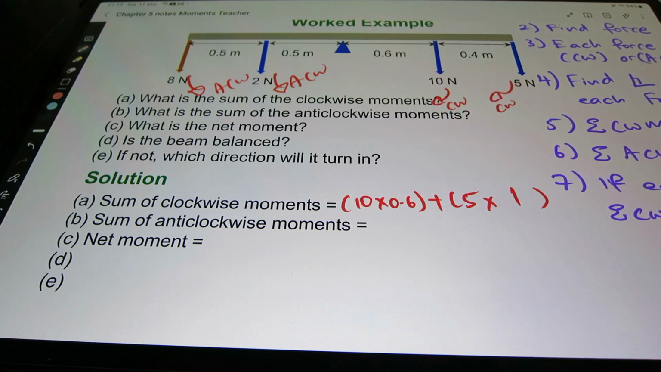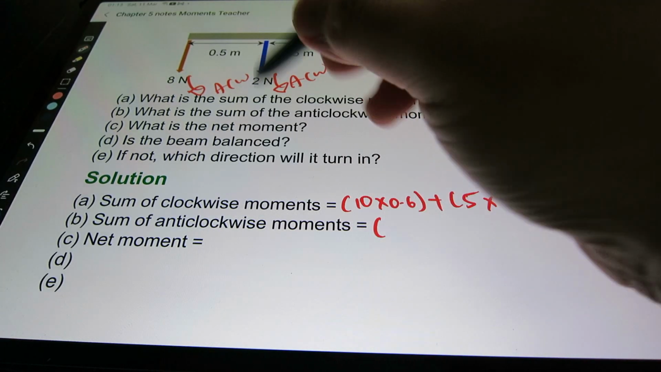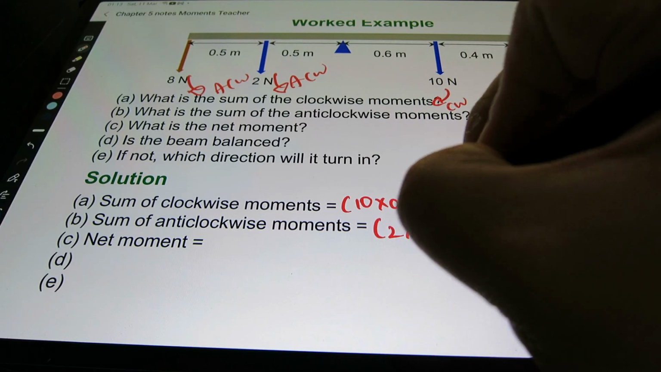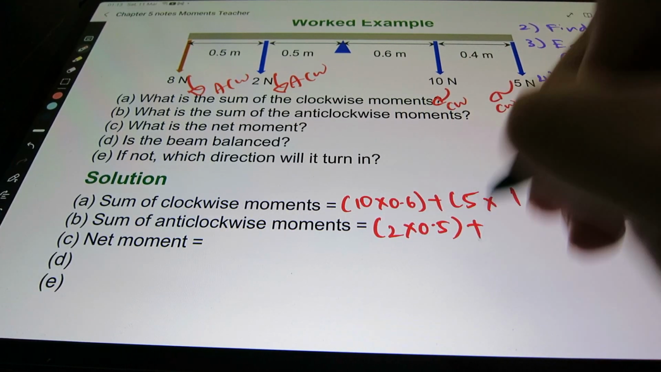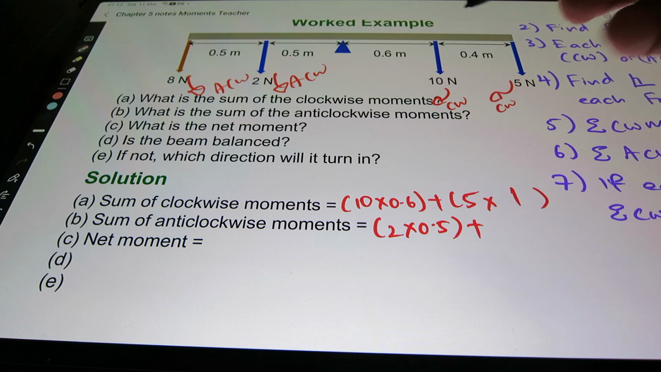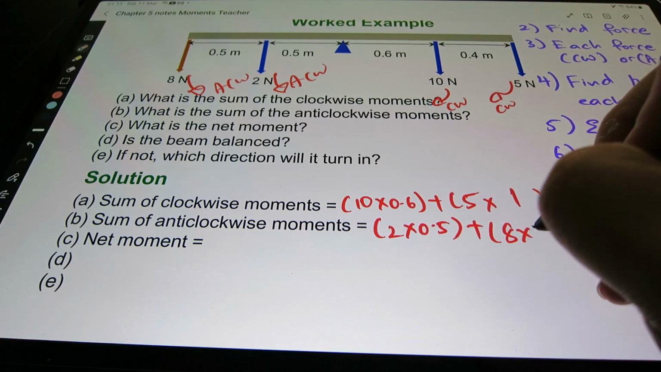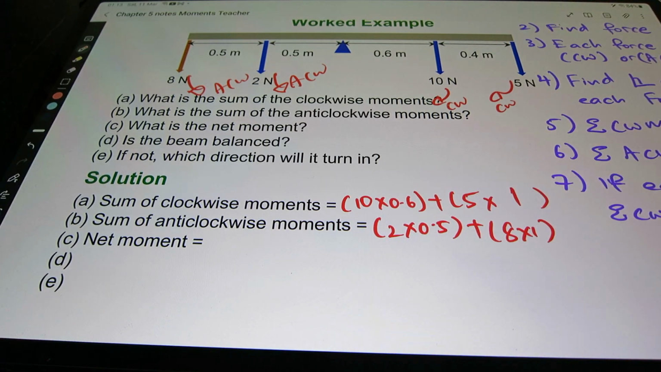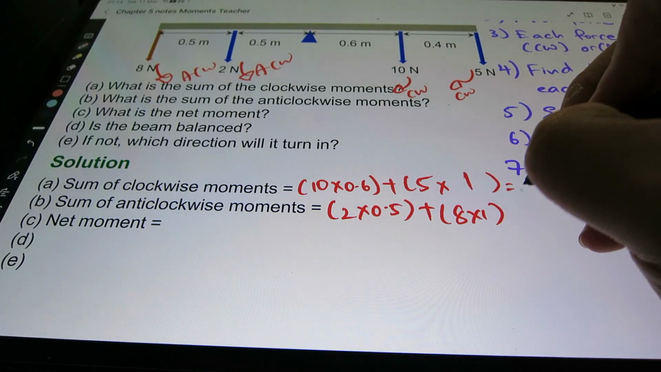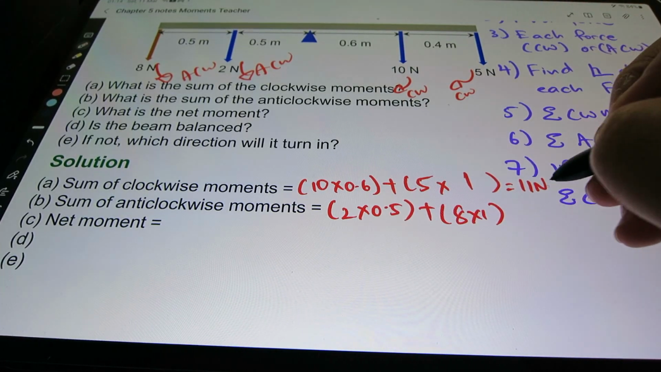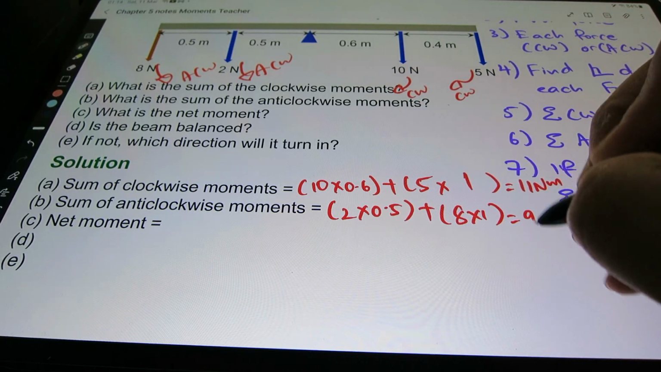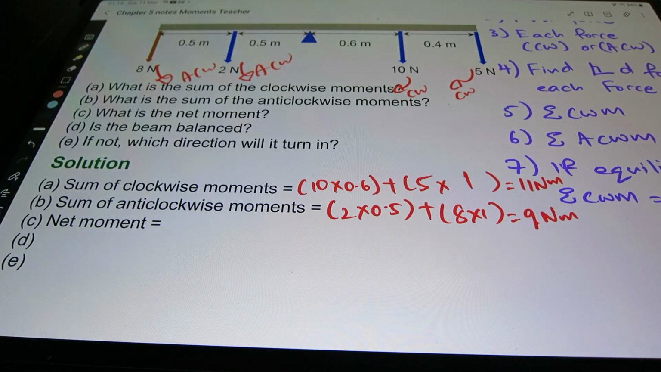Do the same for the anti-clockwise moments. The anti-clockwise moments: 2 times 0.5 plus 8 times 1 meter. Then you do the calculation. This will give you a value of 11 newton meters for the clockwise moments, and 9 newton meters for the anti-clockwise moments. I believe my calculation is correct. So the clockwise moment is 11 newton meters, and the anti-clockwise moment is 9 newton meters.